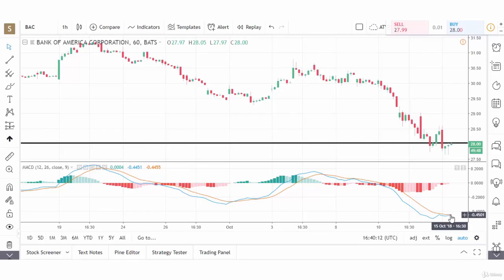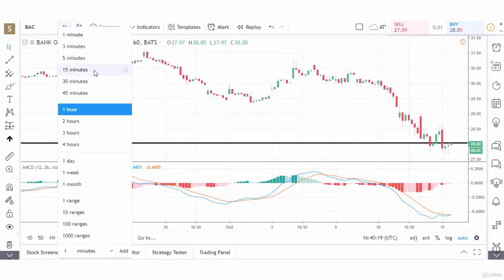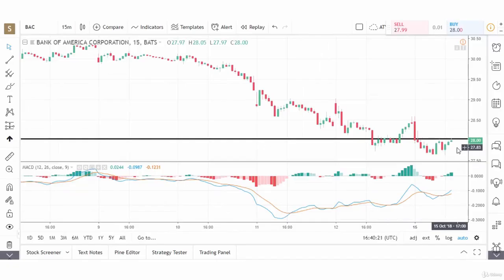So if I were trading this on an hourly basis, I would wait for it to cross above that 28 level before making a purchase. So that's how we use multiple time frame analysis in deciding whether or not to take a position in a stock that we're looking to trade.